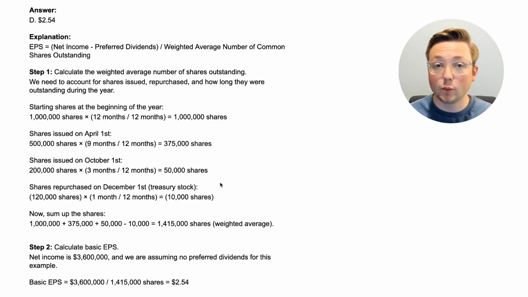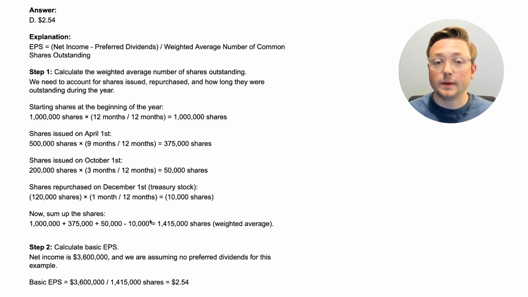We're going to talk about another way you can calculate the weighted average, but you have to calculate this to know the average basically throughout the year, how many shares on average there were, and then we can take the net income in step 2 and divide it by the weighted average of shares, and that gives you the earnings per share throughout the year of $2.54.